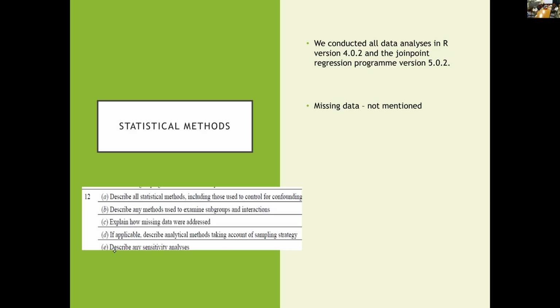So this is the analysis they did in R version 4.0.2, and they've used this program. They have not mentioned if there's any missing data. So they have said all the data which is available, they have taken, or they have got the histological subtype with that.